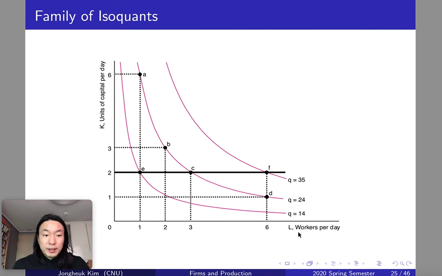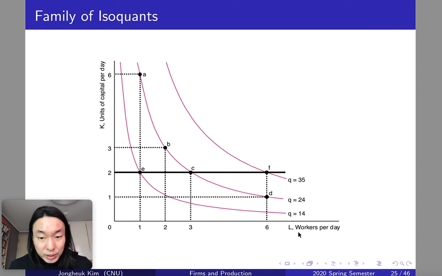In this graph, we have 3 different isoquant curves. And farther from the origin, like Q equals 35, means there is a higher level of output than on the other isoquant curves like Q equals 24 or Q equals 14. A higher level of output is better for a producer, but it also means they need more inputs.